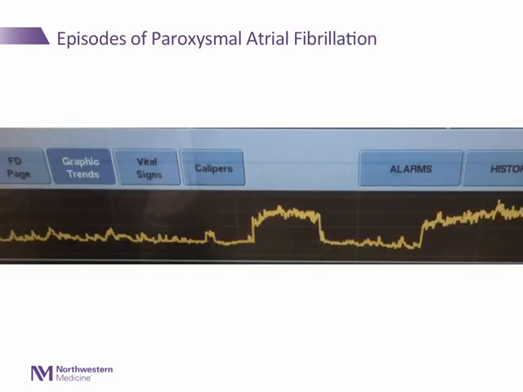It is key to identify episodes of atrial fibrillation that occur because these are likely to change clinical management of the patient. In this example, one can see 2 episodes of abrupt change in heart rate, suggesting that an arrhythmia is likely taking place. Notice that each episode is associated with a thickened graphical trend line, which, as previously mentioned, is the hallmark of atrial fibrillation.